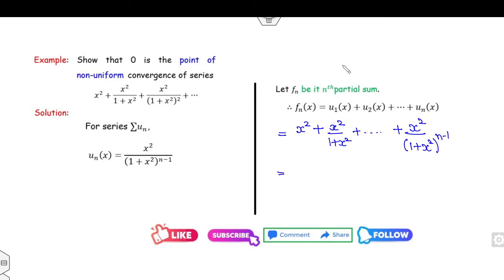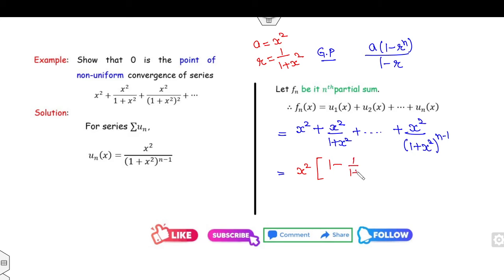Now can you find the sum of this? Clearly this is a GP, and the sum of the GP series up to n terms is a times (1 minus r^n) over 1 minus r. So a will be my first term. What is the common ratio? The common ratio is 1 over 1 plus x squared. So I can substitute this value in a times (1 minus r) raised to power n. How many terms?